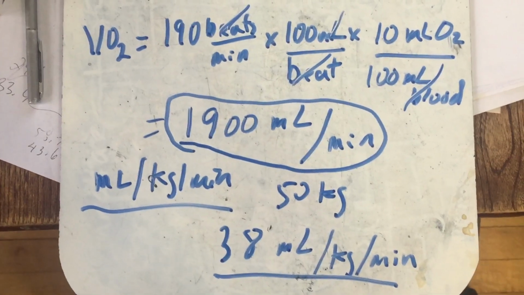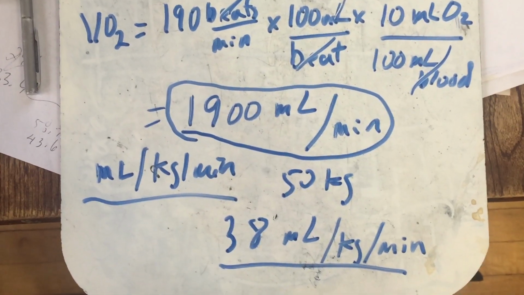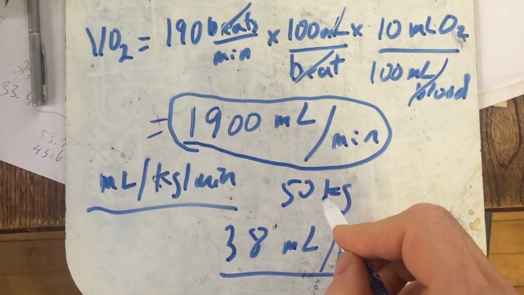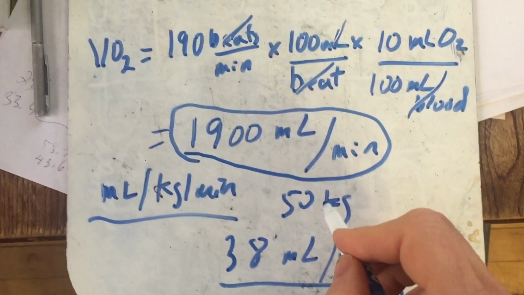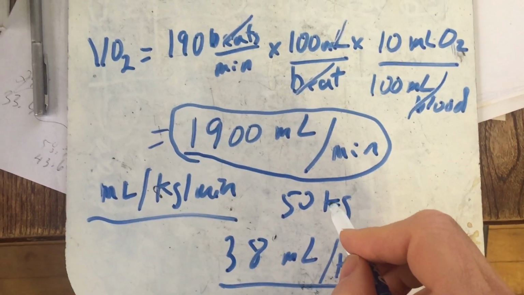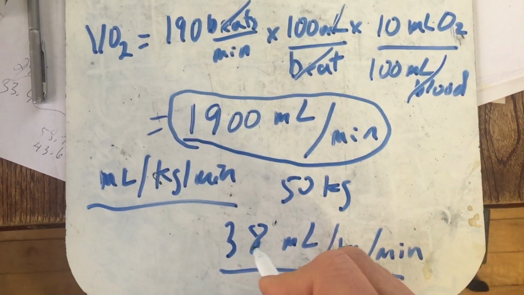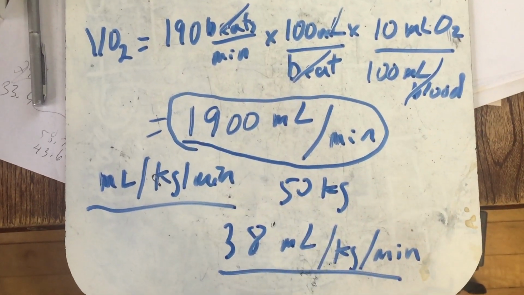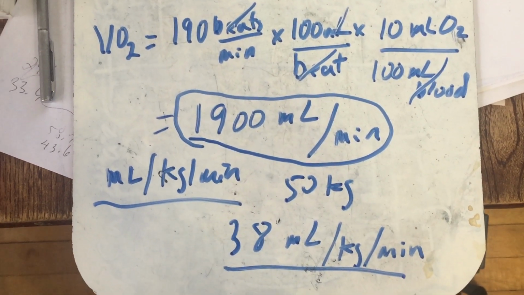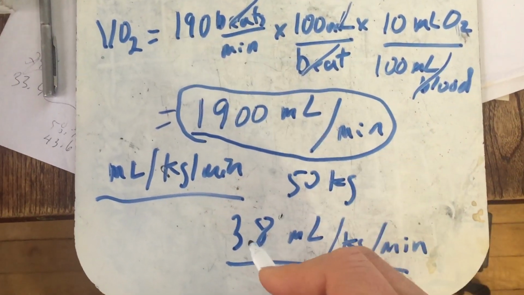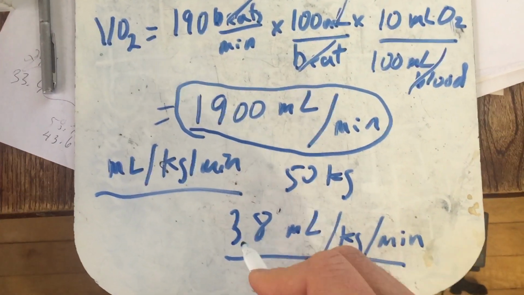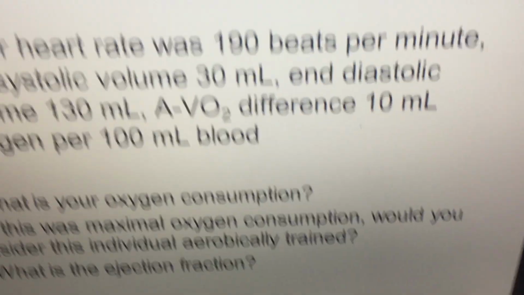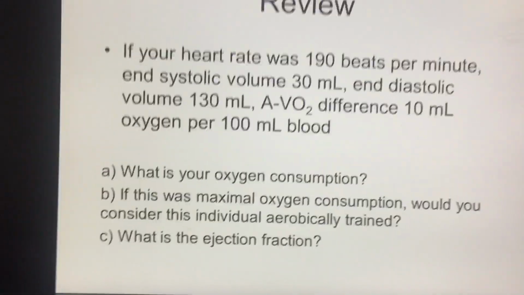So I would say that the individual was not very aerobically trained. I picked just a light body weight here, because 100 pounds is quite light. If you went even heavier, that number would come down. So you know for sure that the person's not aerobically trained. If you picked like 70 kilograms, this number would be even lower. And the last question asks, what is the ejection fraction?